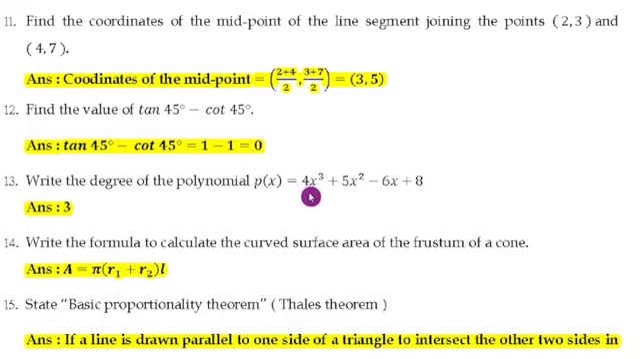Here the highest degree is cube. So the answer is 3. 14th question, write the formula to calculate the curved surface area of the frustum of a cone. So to calculate the area of frustum of a cone, that is pi of r1 plus r2 into L.